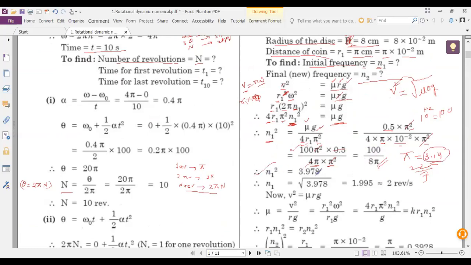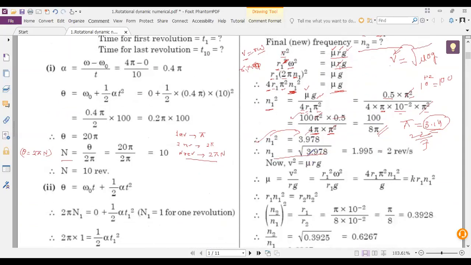But take 3.14 and use the logarithm table. So what we get, n1 square is equal to 3.978. Now take this square to the right hand side. What we get, square root. Now you have to find this square root from the table of square roots. There you get this value, which is 1.995, approximately equal to 2 revolution. So we have done the first part. We are getting the n1 value.